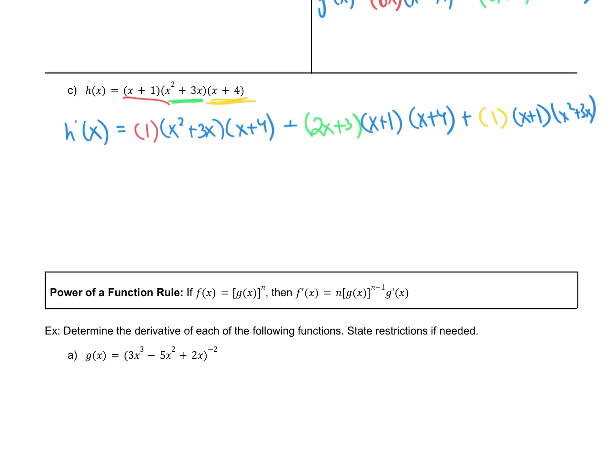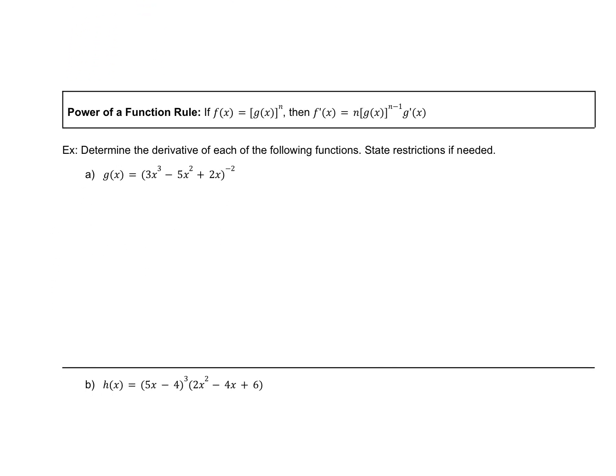Now let's see the power of a function rule. And this is if I have a function to the power of an exponent. So it's like having x to the power of an exponent, but I actually have a function inside. And it's actually getting us ready for something called the chain rule. But this one is going to be more specific to polynomial functions or just functions where you just have variables to the power of a certain exponent.